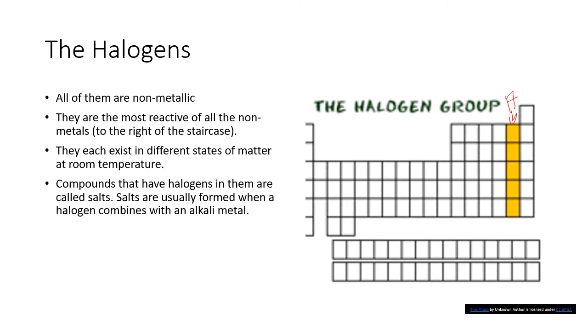Compounds that have halogens in them are called salts. Salts are usually formed when a halogen combines with an alkali metal. You can also say that compounds that have alkali metals in them, for the most part, are usually salts. Examples of halogens include fluorine and chlorine.